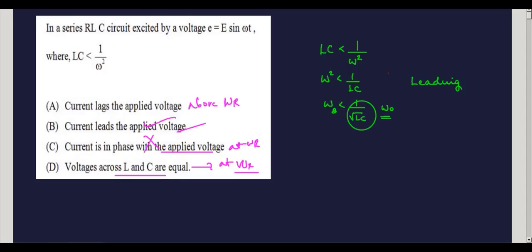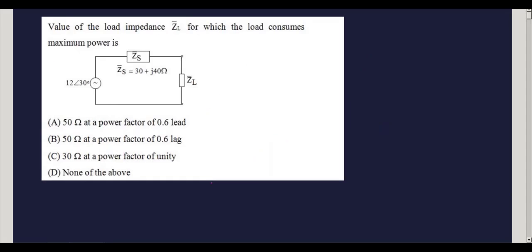So the answer is this. Let's see the next question. The value of the load impedance ZL for which the load consumes maximum power. We know that this happens for ZL equal to ZS conjugate. So I will go for this, 30 minus J40.